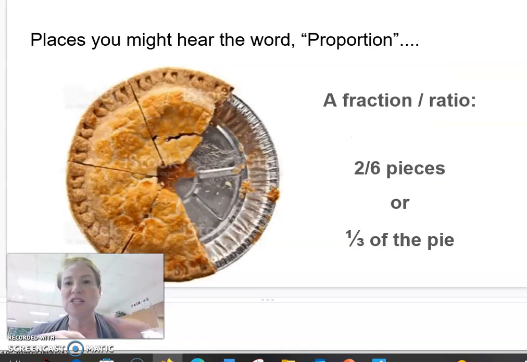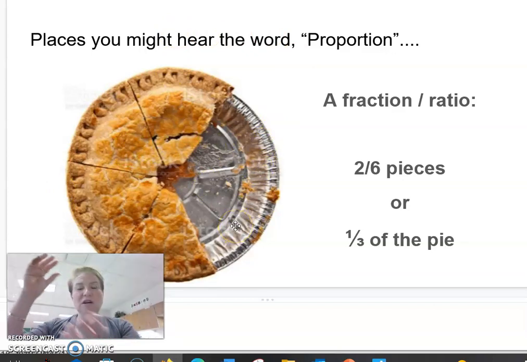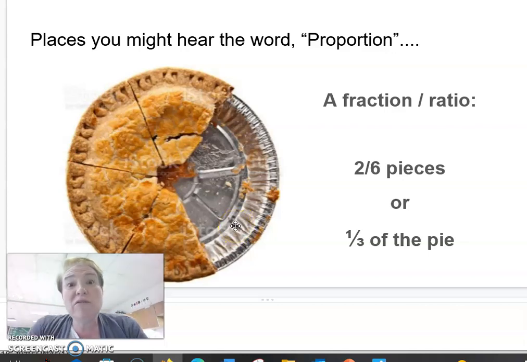Okay, so just to kind of review, proportion, we're looking at one part to the whole. So here's a piece of pie cut into 6 slices. Grandma got one, Grandpa got one. So they took 2 of those pieces out. Okay, a third of the pie is gone. But you're looking at one part, one pie piece compared to the whole.